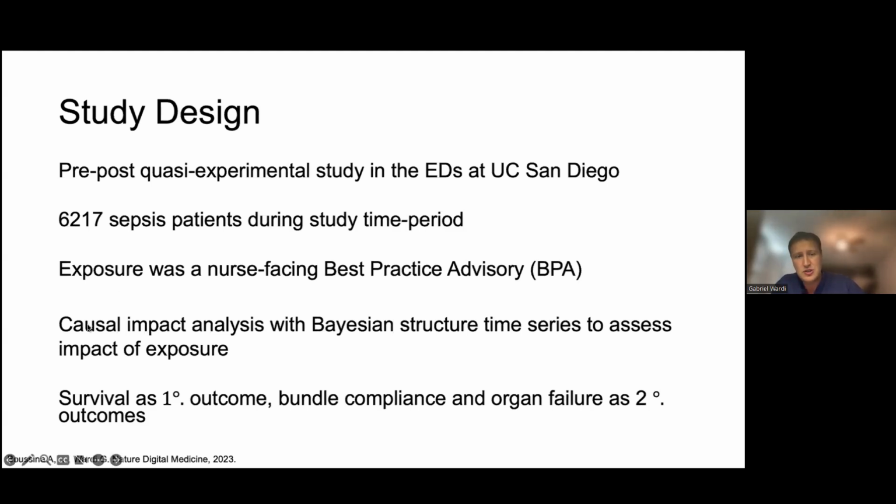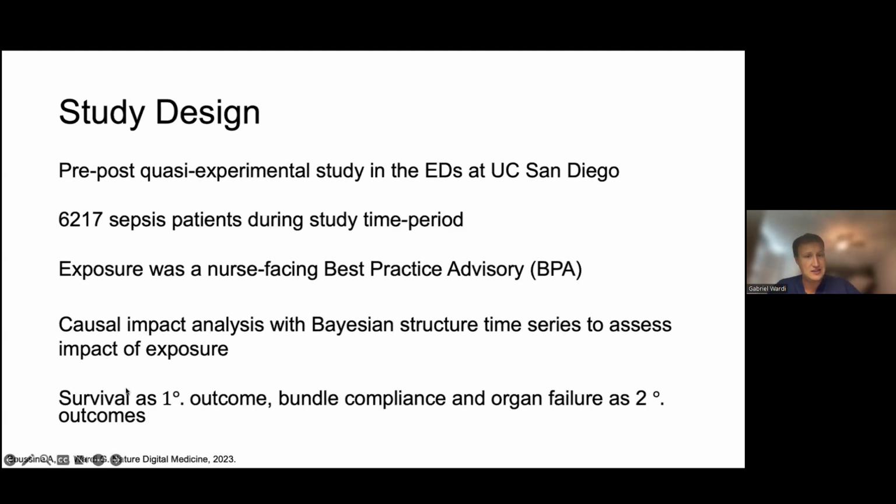And then what we used to assess the impact of our best practice advisory with the prediction of sepsis was a causal impact analysis that was done with the Bayesian structural time series, to really get at what the expected versus observed mortality was going to be in these patients. And we went big with our primary outcome.